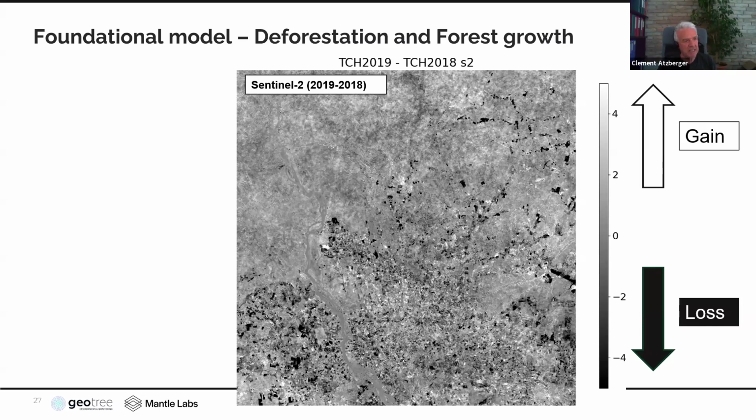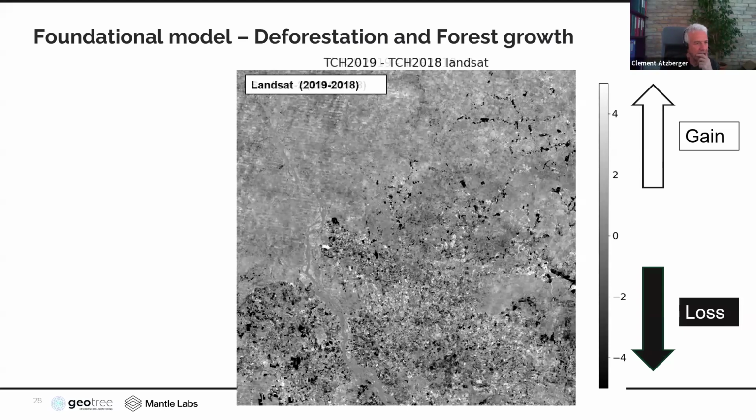So you see these many black spots. This is only between 1 year and the next. So you can imagine how dynamic this landscape in Para is, how much deforestation we have. It's shocking. I mean, this black is too much in terms of area. And you see the same black here in the Landsat.